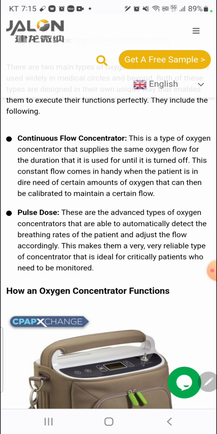In the critical condition, patients in the critical condition, or dire patients. Something like that. Not critical patients who need to be monitored.